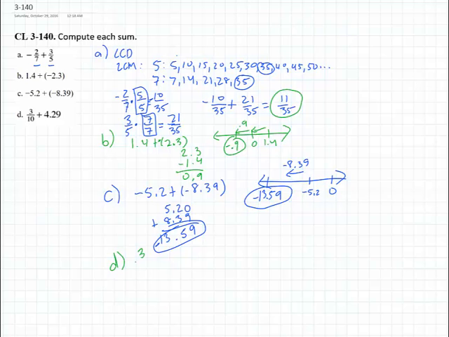Finally for D, we have 3 tenths plus 4 and 29 hundredths. Okay, we don't know how to add a fraction and a decimal, so we will convert one. And we can easily convert the 3 tenths to a decimal. We know that there are 0 wholes and there are 3 tenths. There are no hundredths. We can add the 0 if we want, but we really don't need to.